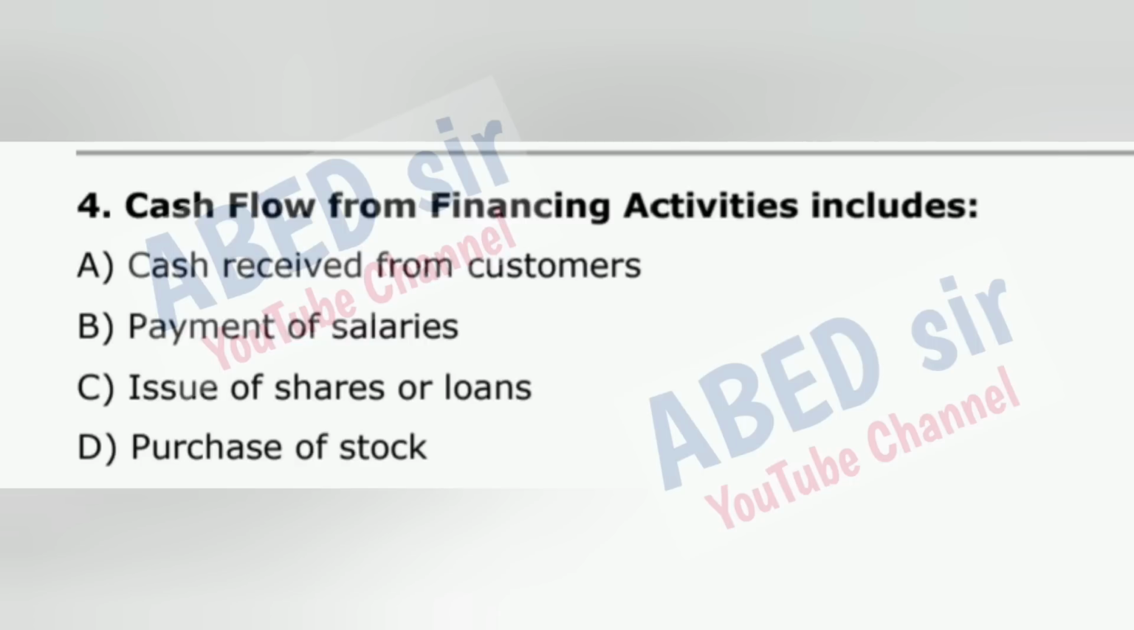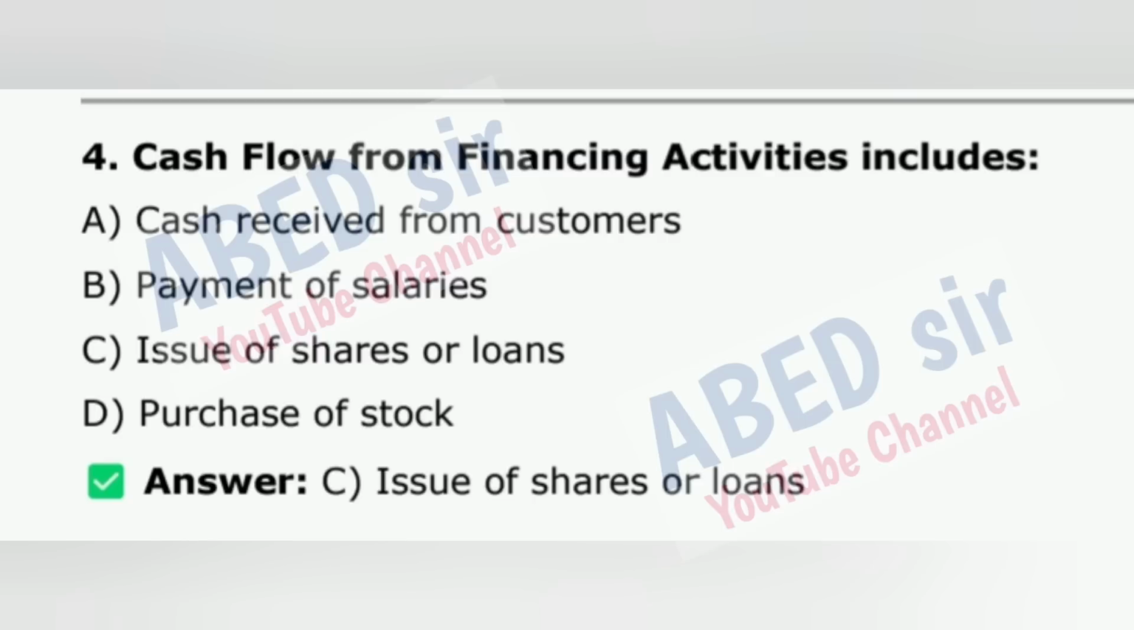Next question. 4. Cash flow from financing activities includes A. Cash received from customers. B. Payment of salaries. C. Issue of shares or loans. D. Purchase of stock. Answer C. Issue of shares or loans.